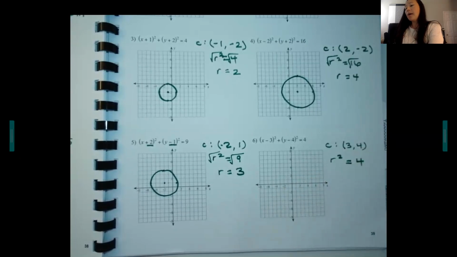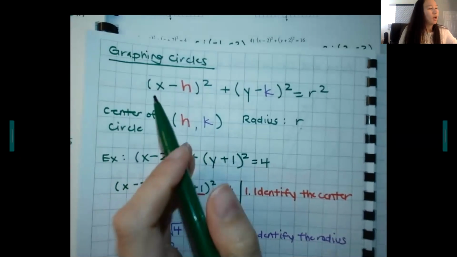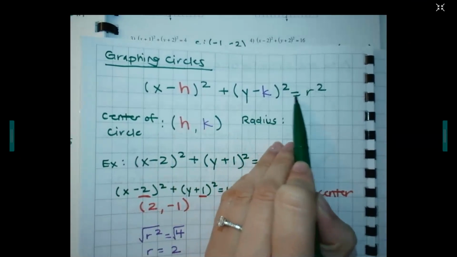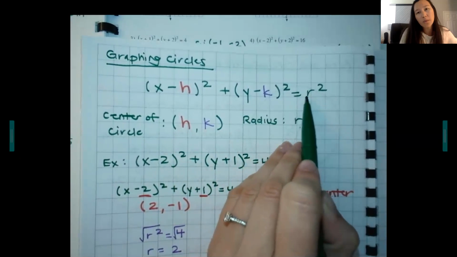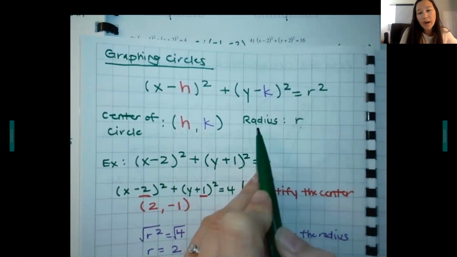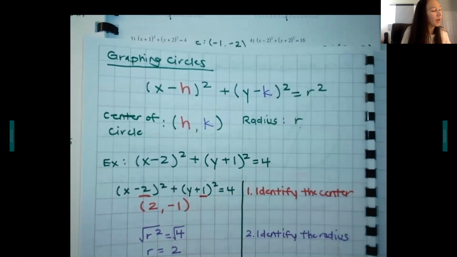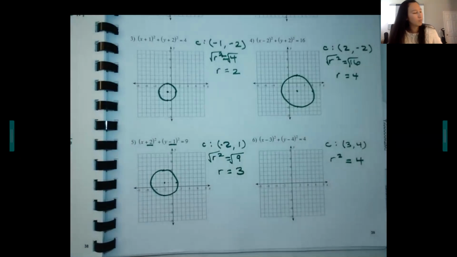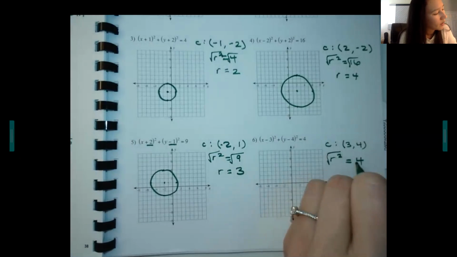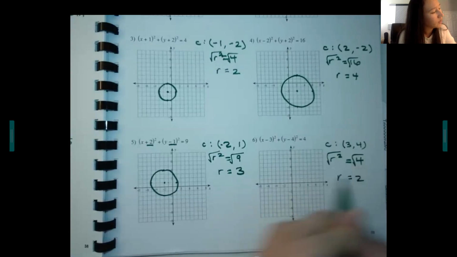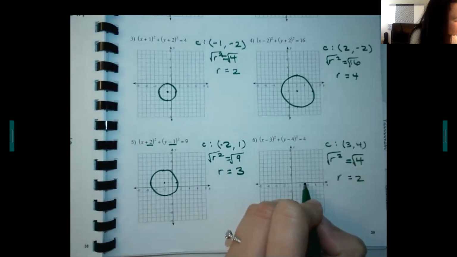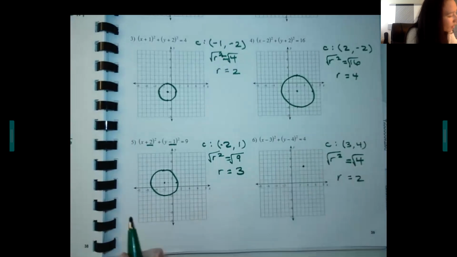So remember, the standard form equals r squared. So whatever it equals, that's r squared. So to graph it, we want to know the radius. So that's why we have to take the square root of that number. And so r equals 2. Good, thanks, Jade. So we go to 3, 4, and then our radius is 2.